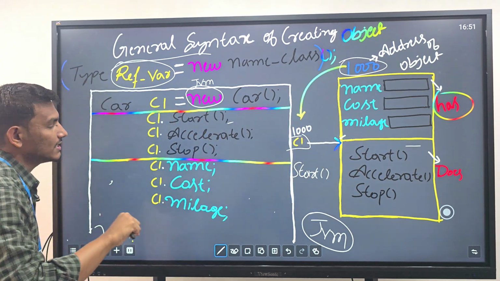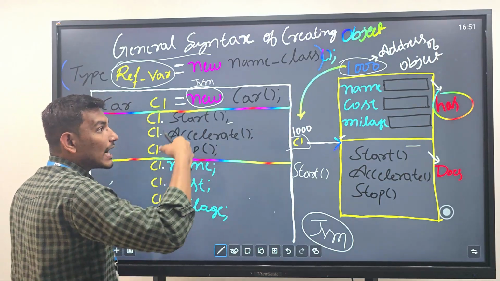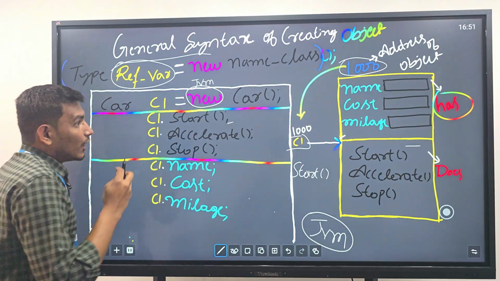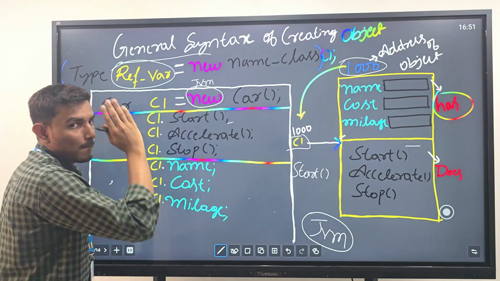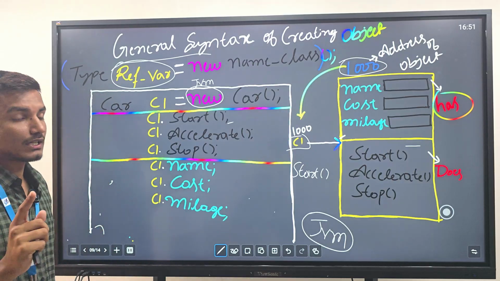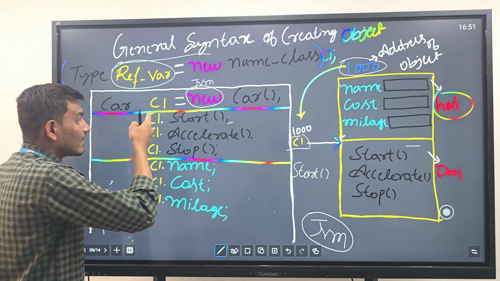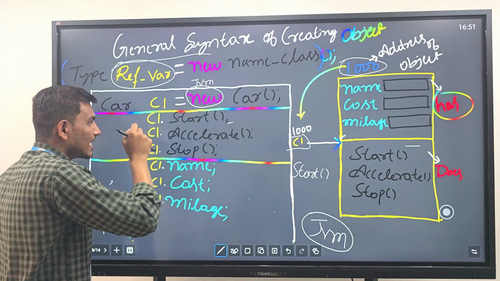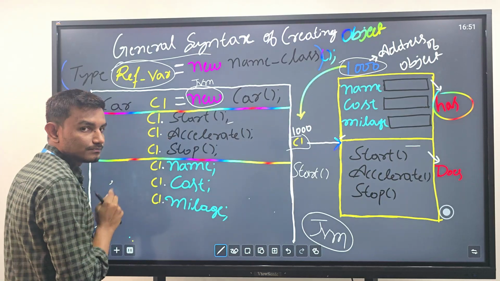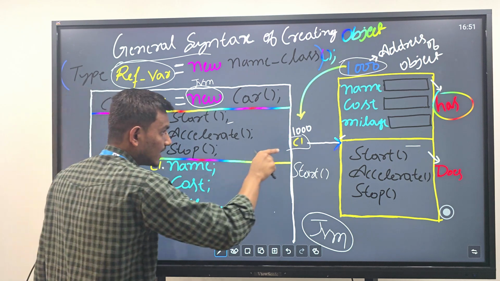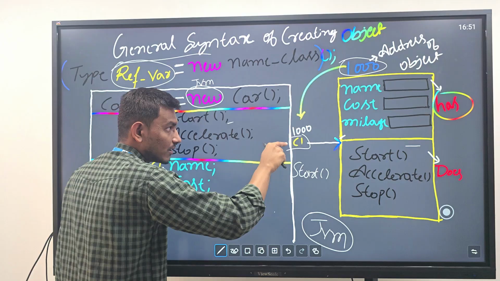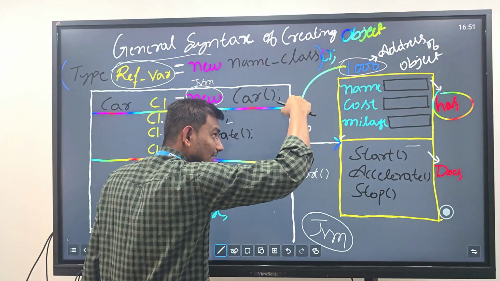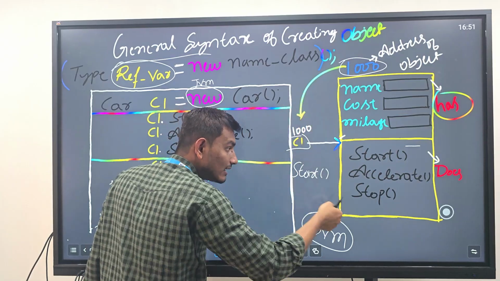Remember, guys. If I want to call the method, or even access an instance variable, you need to go with the help of one person. That person is nothing but the reference variable. What is the name of the reference variable? C1. So I am saying here C1 dot start. Here is C1. What is the reference variable storing? This address, 1000, which is coming and sitting inside this C1. So C1 is pointing to my entire object.